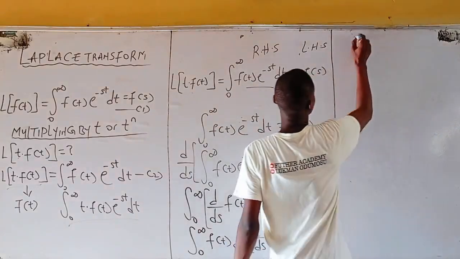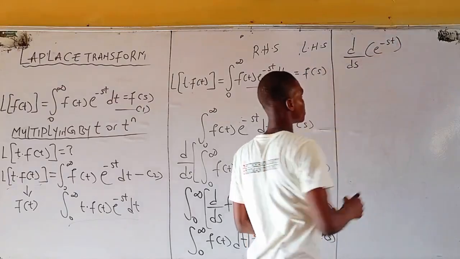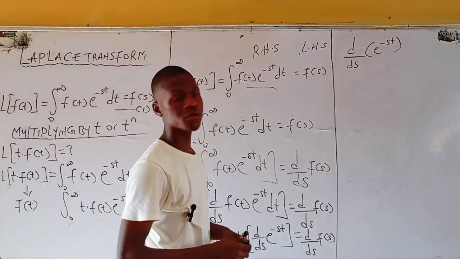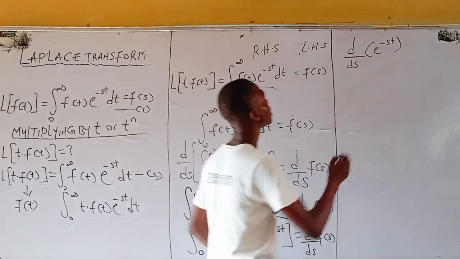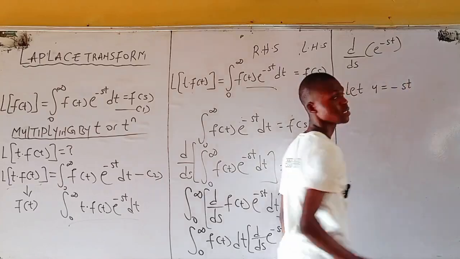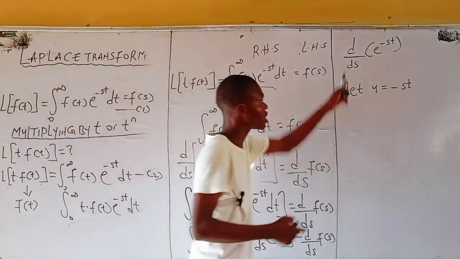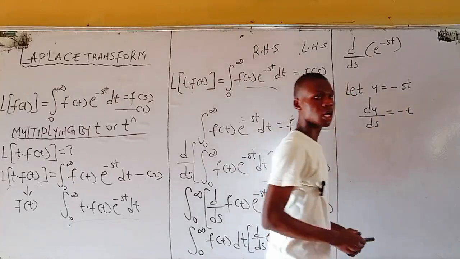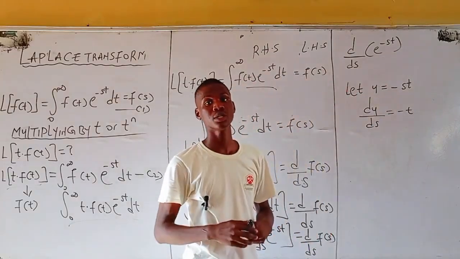Let's work it out. D over dx multiplying exponential negative st. I want to differentiate this. How do I differentiate this? From differentiation, we have, let u equals negative st. If u equals negative st, meaning I'm differentiating with respect to x, then du over dx equals negative t. But first thing first, what technique of differentiation is this? Chain rule.